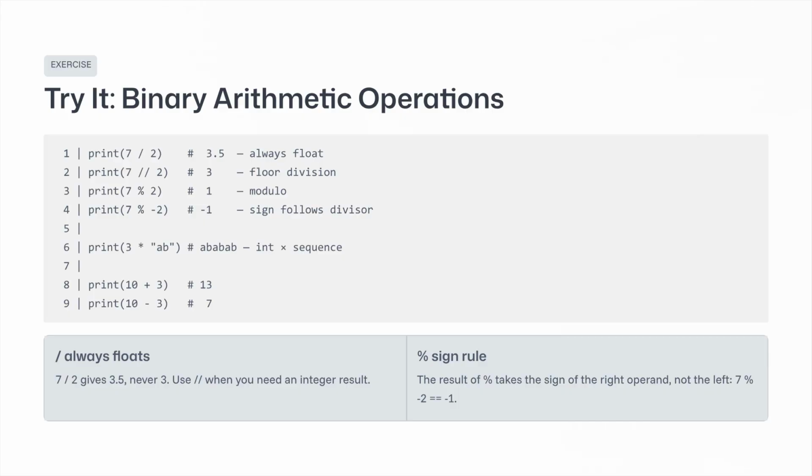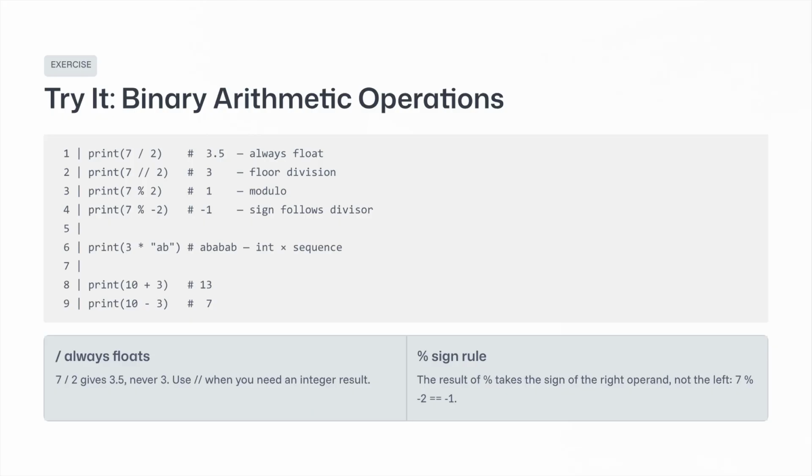Binary arithmetic in action. Line 1. 7 / 2 is 3.5. True division always gives a float. Line 2. 7 // 2 is 3. Floor division. Line 3. 7 % 2 is 1. Modulo. Line 4. 7 % -2 is -1. Sign follows the divisor, the right operand.